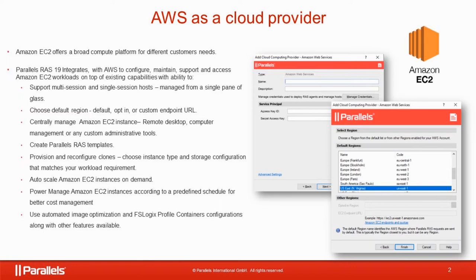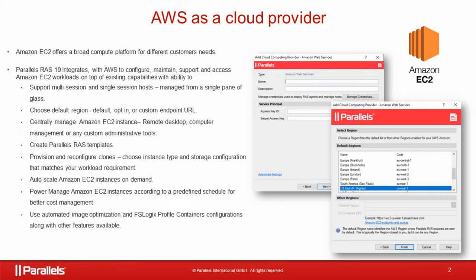This enables administrators to choose default, opt-in, or specify a custom endpoint URL for the AWS default region. This region identifies the servers you want to send your requests to by default. This is typically the region closest to you, but it can be any region. Centrally manage EC2 instances by using built-in remote tools such as remote desktop, computer management, or any custom administrative tools.